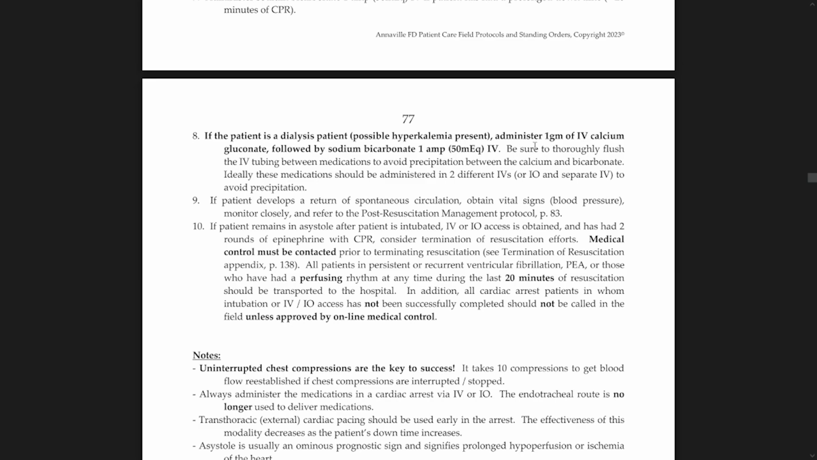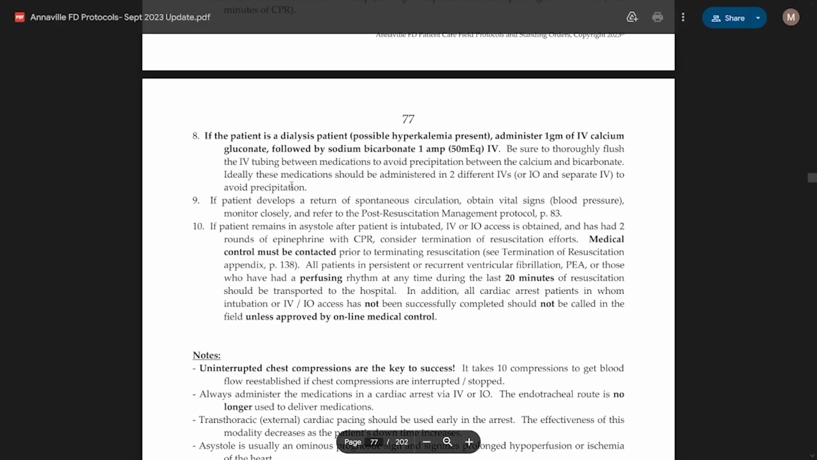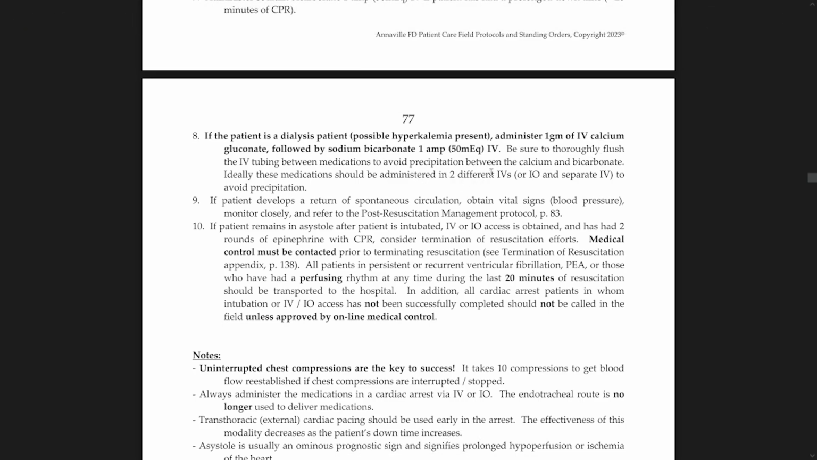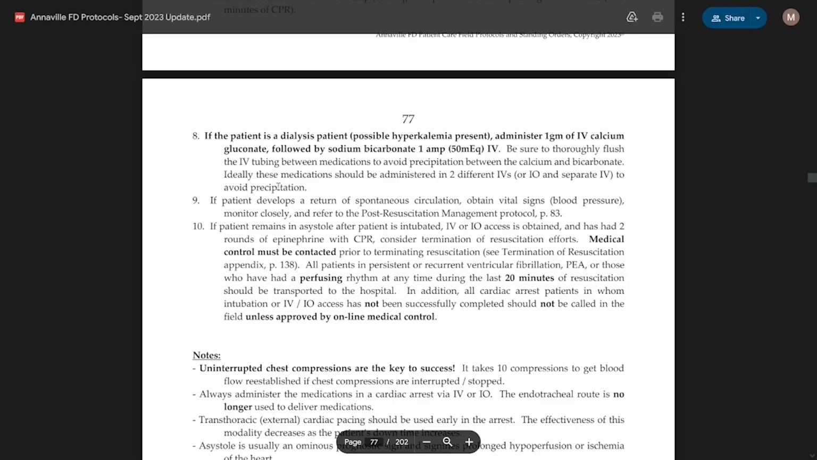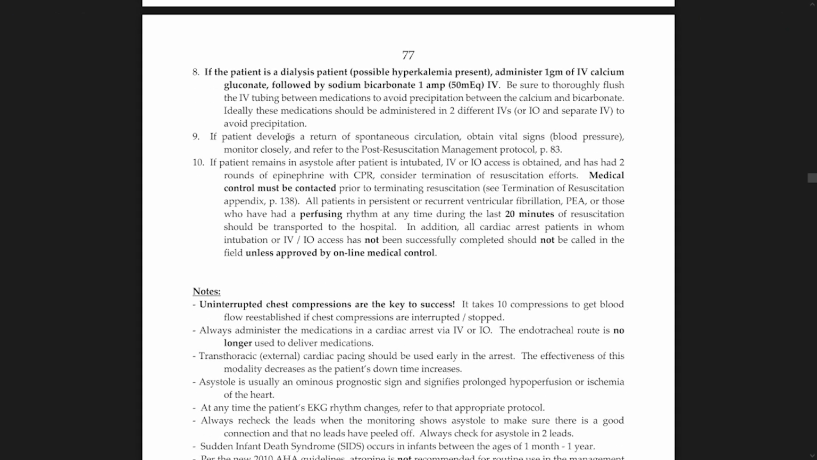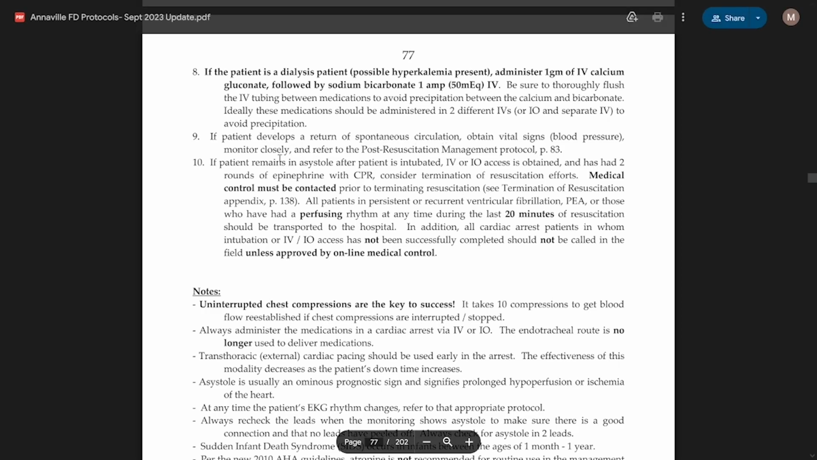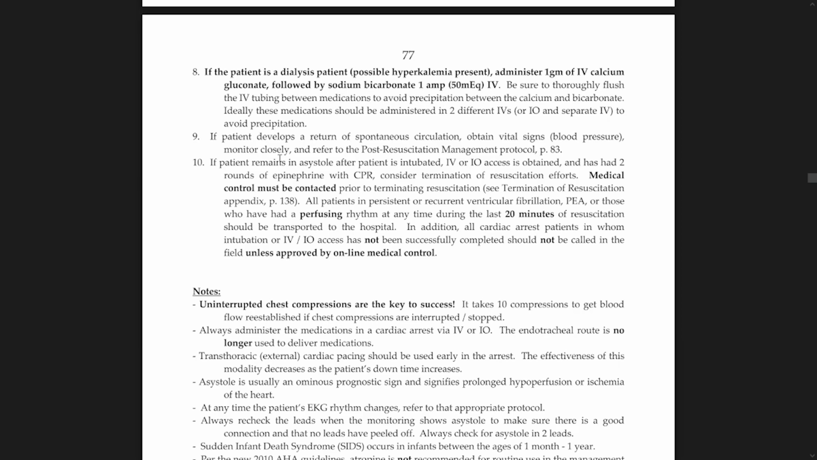Be sure to thoroughly flush the IV tubing between medications to avoid precipitation between the calcium and bicarbonate. Ideally, these medications should be administered in 2 different IVs or IO and separate IV to avoid precipitation. If patients develop a return of spontaneous circulation, obtain vital signs, monitor blood pressure closely, and refer to the post-resuscitation management protocol, page 83.